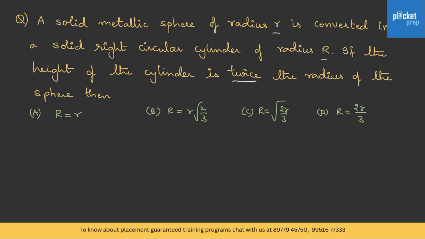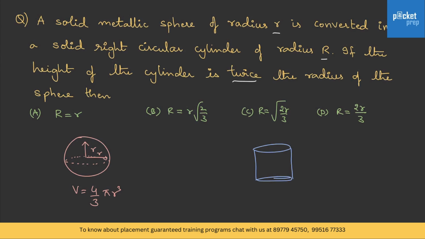Okay, let's try this. So for this, let's draw the diagram. We already know the volume of a sphere is 4 by 3 pi r cube, and for a cylinder with radius R and height h, the volume is pi R square h. It's given that the volume of these two are equal, therefore the volume of sphere is equal to volume of cylinder, that is 4 by 3 pi r cube is equal to pi R square h. But they also mentioned the h is twice the radius of the sphere. So this can be substituted into the equation.